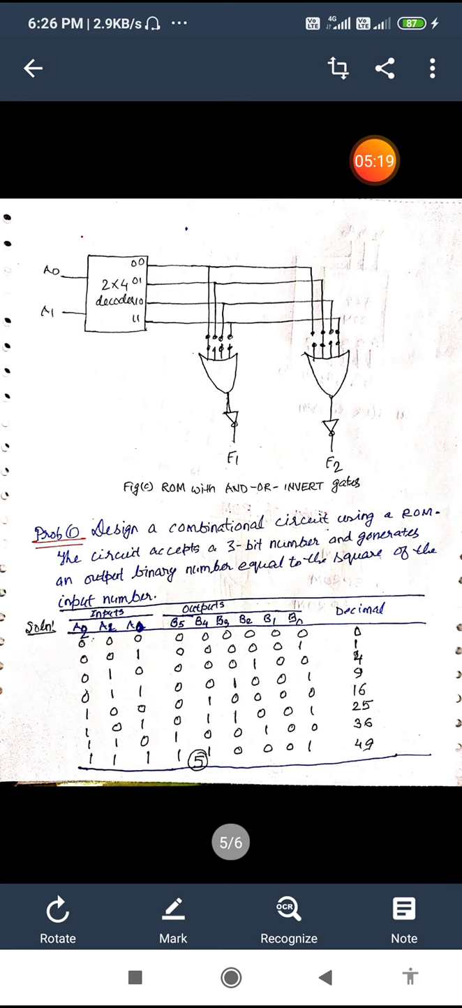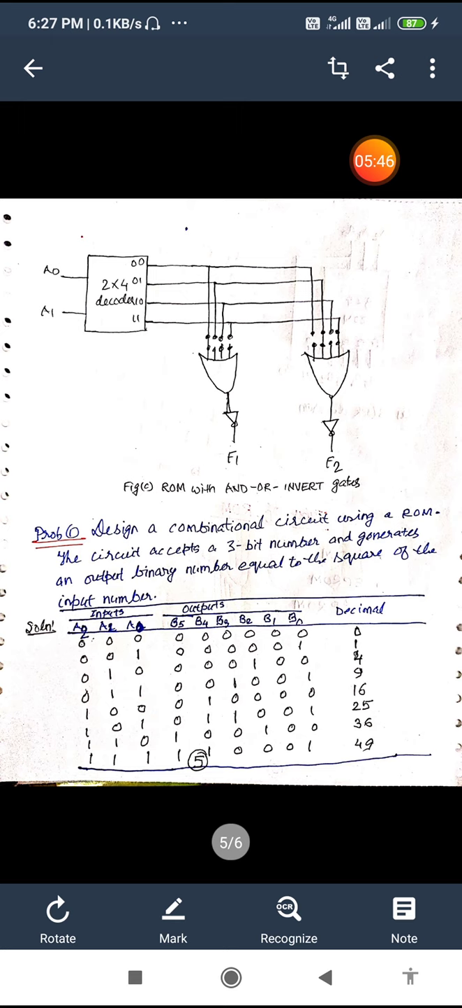Next we can see an example. Design a combinational circuit using a ROM. The circuit accepts 3-bit numbers and generates an output in binary equal to the square of the input number. We have prepared the truth table for that. Inputs are A2, A1, A0. For a 3-bit number, the maximum number is 7. The square of 7 is 49, so we need 6 output bits: B5, B4, B3, B2, B1, B0.